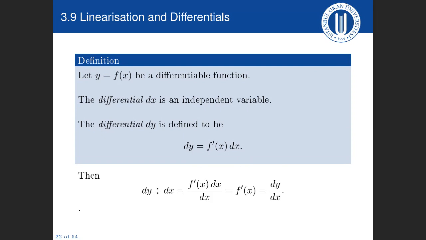And why are we doing this? We're doing this so that dy divided by dx, that's f prime at x dx over dx. The dx is cancelled, and that's just f prime at x or dy dx. So if we define dy using this formula, then it means that dy divided by dx is the same as dy dx. And that's going to be useful when we get to mathematics 4, we start solving differential equations.